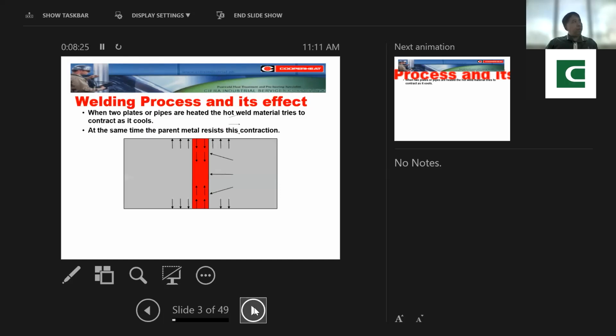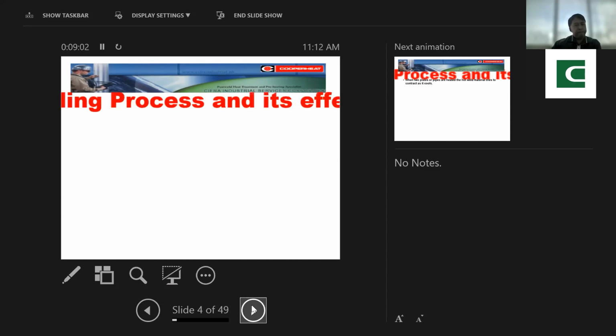Okay, this is our weldment, and if we apply heat on our weldment, the highest temperature is on the center line of our welding, and our parent metal is medyo malamig, and if it cools down, it produces residual stresses on our material. Okay, so these opposite forces will produce residual stress on our material.